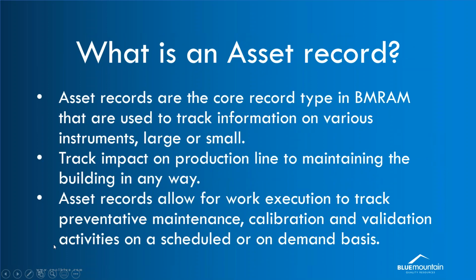So what is an asset record? Blue Mountain has it defined as a core record type in Blue Mountain RAM that is used to track information on various instruments, either large or small. You can use it to track impact on production line, to maintaining the building in any way. Asset records also allow for work execution to track preventive maintenance, calibration, and validation activities on a scheduled or on-demand basis.